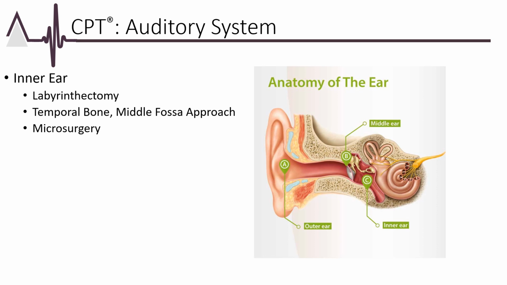The structures of the inner ear are extremely small. Labyrinthectomy reports removal of the labyrinth in the middle ear. This is a very small, well-protected structure, very difficult to get to. Temporal bone middle fossa approach contains 5 codes. Decompression usually refers to a nerve that is under pressure. Decompression procedures are performed to relieve pressure.